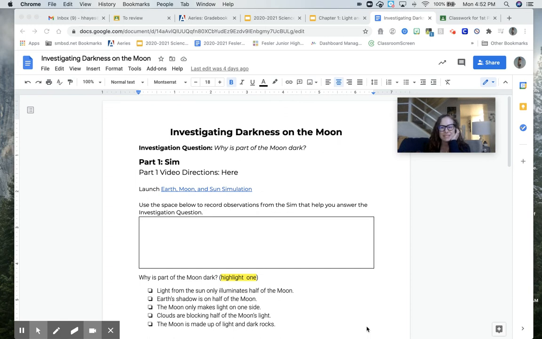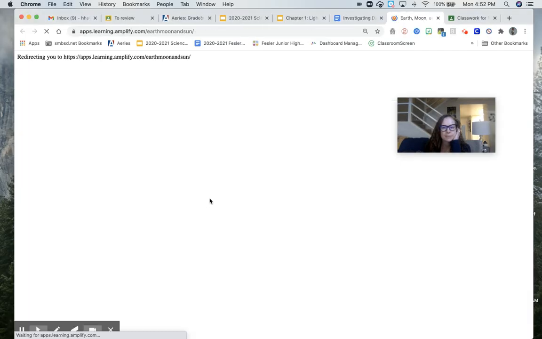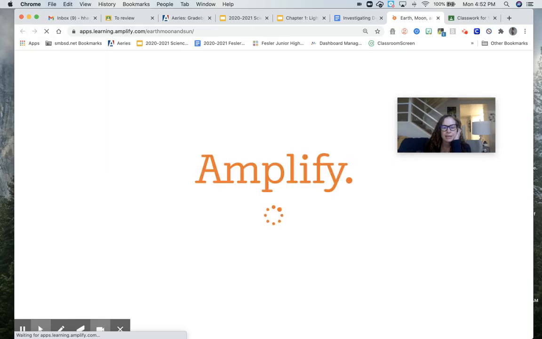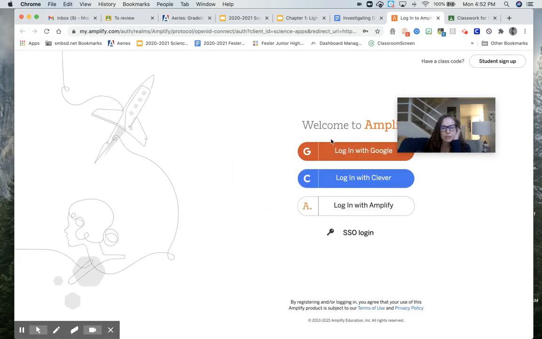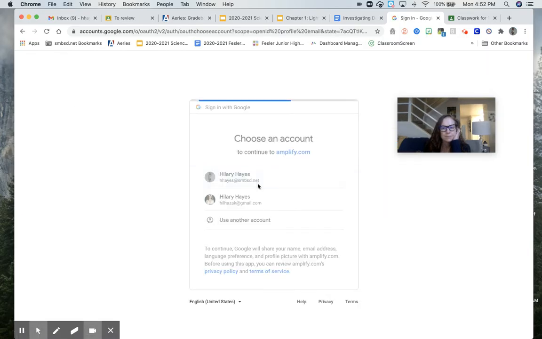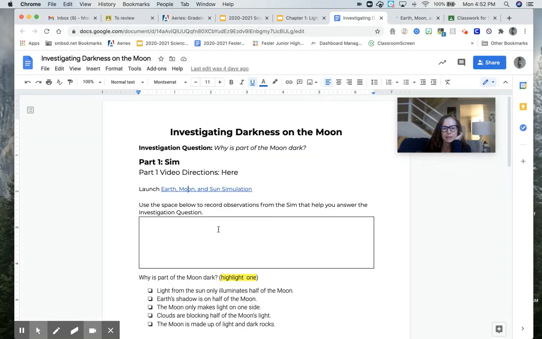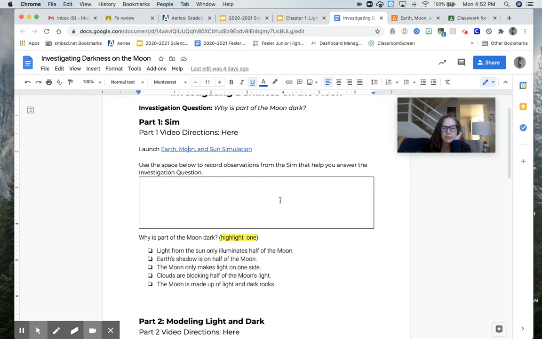All right, Falcons. So this is the video directions for investigating darkness on the moon, part 1. And in this part, we're getting into the sim. So I'm going to go ahead and launch the sim. And then you can either log in with Google or log in with Clever. Okay, while that loads, I'm going to go look at what I need to do.